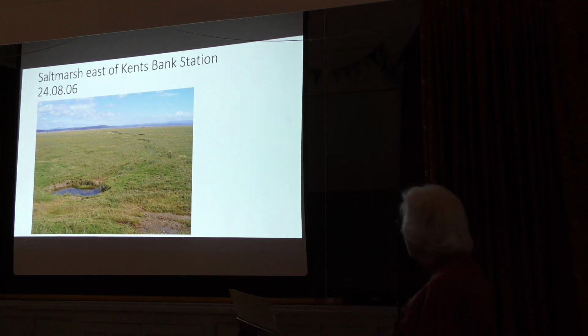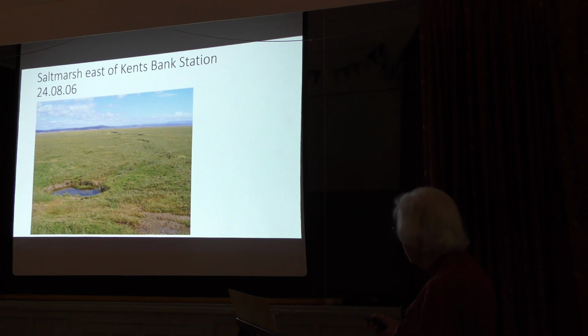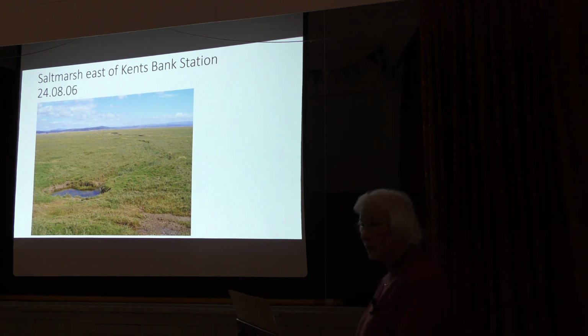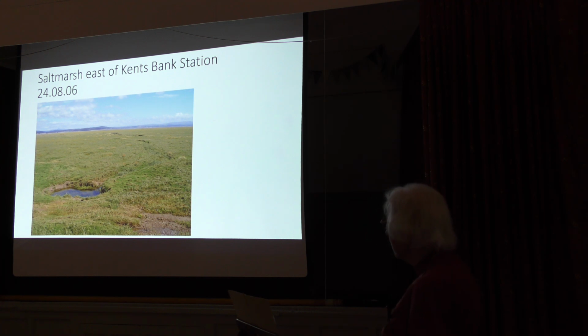and we'll come to 2006, a photograph taken again from the Kent's Bank station area, looking east, and you can see a very much maturing marsh, a very wide marsh here. So this marsh build-up was going on throughout this period.